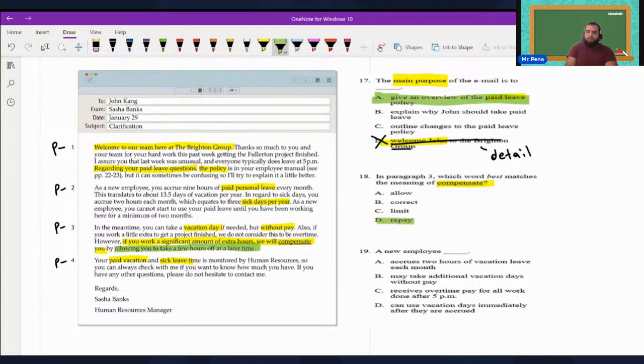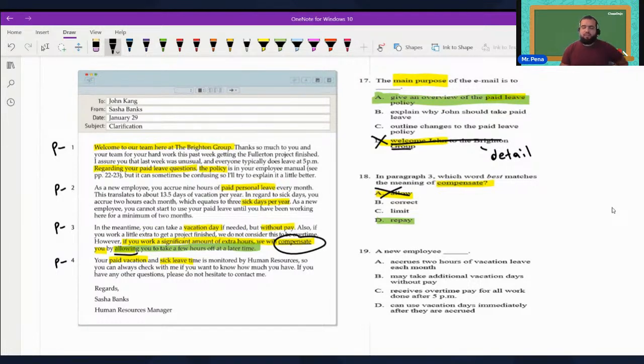So it's repay. I know, we might think it's allow, right? Because allow is right there. But it's the whole sentence. Allow is part of the compensation. So it's not allow, it's repay. They will repay you by allowing you to take a few hours off at a later time.